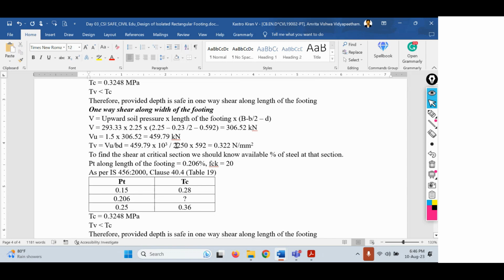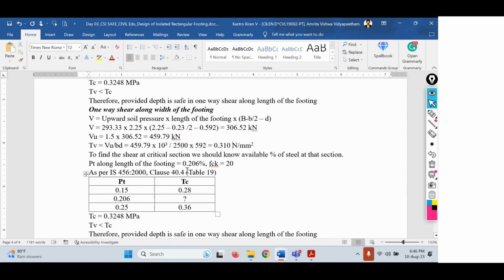459.79 into 10 cube divided by the width of the footing, that is the length consideration, which is 2.5 meters. That is 2500 into 592, which is the depth. So that will become 0.310. This is the tau V value.